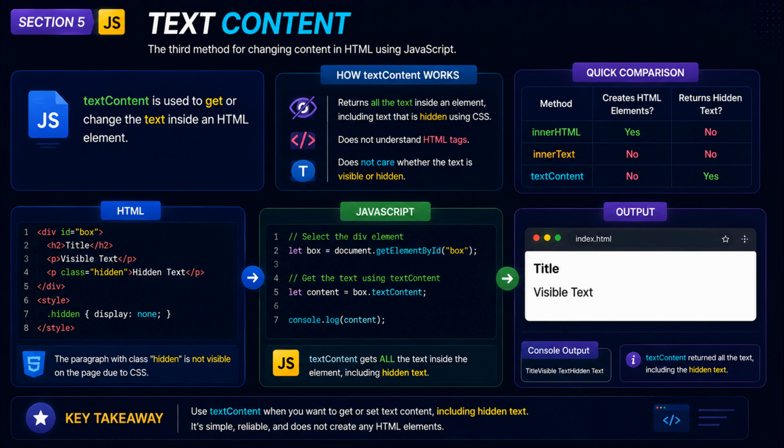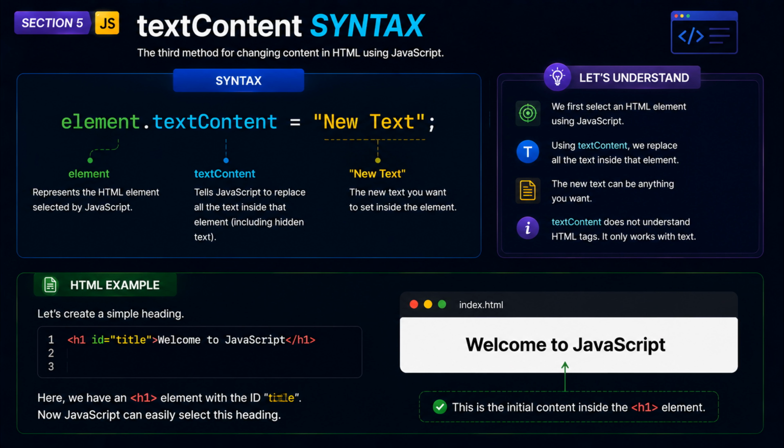Section 5. Now let's learn our third method for changing content. textContent. As the name suggests, textContent is used to get or change the text inside an HTML element. At first glance, it may look very similar to innerText, but there is one important difference. textContent returns all the text inside an HTML element, including text that is hidden using CSS. Unlike innerHTML, textContent does not understand HTML tags, and unlike innerText, it does not care whether the text is visible or hidden. Syntax. The syntax is very simple.